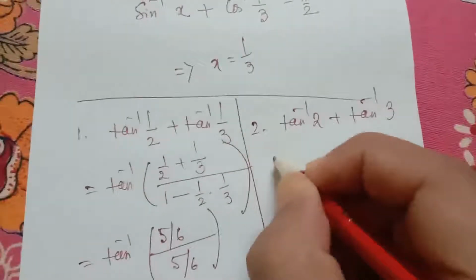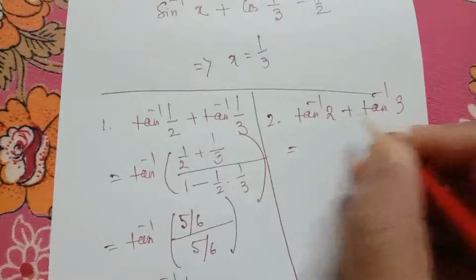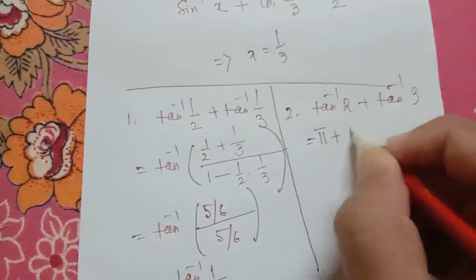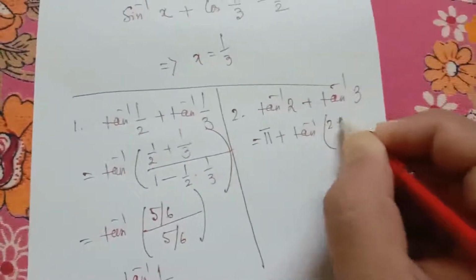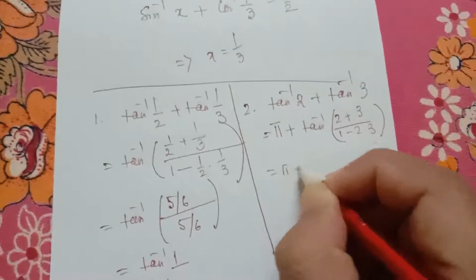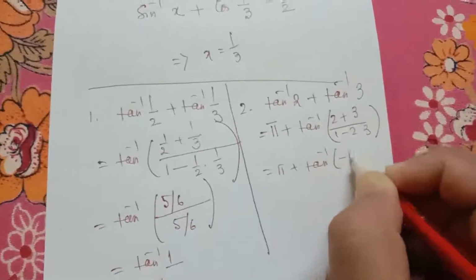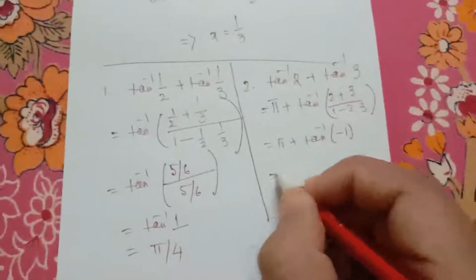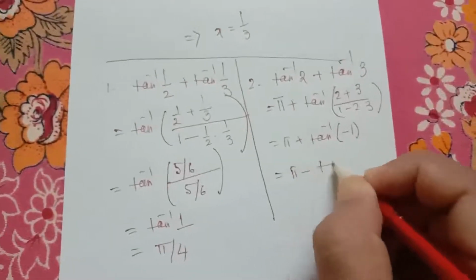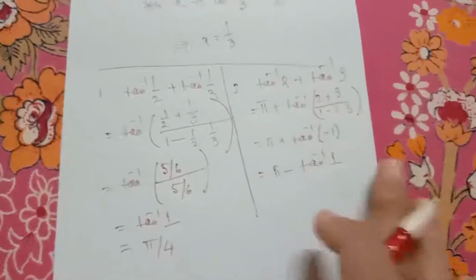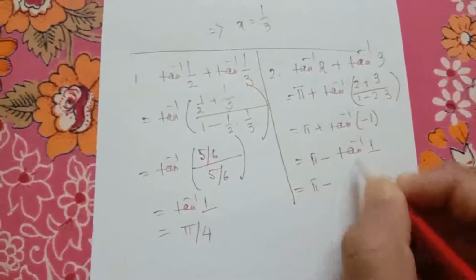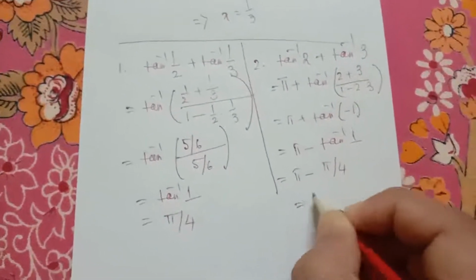Now here you can see x into y, 2 into 3. Here 2 into 3 is more than 1. So what will be the formula? Pi plus tan inverse of 2 plus 3 by 1 minus 2 into 3. It will be pi plus tan inverse of minus of 1, 5 by minus 5, minus of 1. Tan inverse of minus x is minus tan inverse of x. We have already proved tan inverse of minus x is minus of tan inverse of x. And tan inverse of 1 is pi by 4. So the answer is 3 pi by 4.